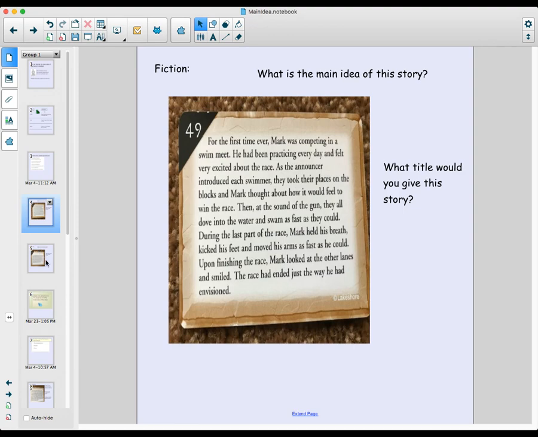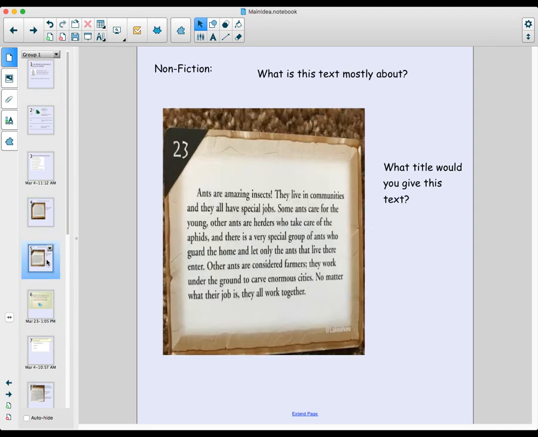Now we're going to do a nonfiction story about ants. Ooh, I just gave you the topic, but that's not the main idea. We have two questions we're going to think about. What is this text mostly about? And what title would you give this text? All right, let's read it together again. And again, if you need to pause it to reread, you can do that.